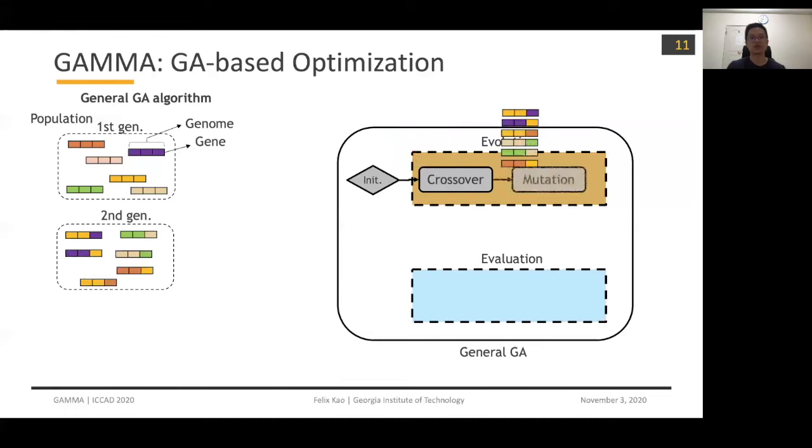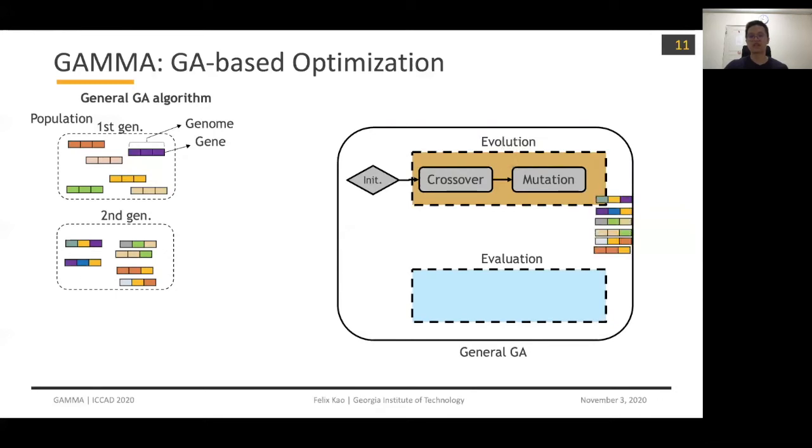And then you will go to the mutation block. In mutation, you will select some of the genes and mutate their values, and sometimes you just don't change their value. After the mutation, you will go to the evaluation part to evaluate their fitness. Fitness is how good each individual is. So you will get their fitness value.